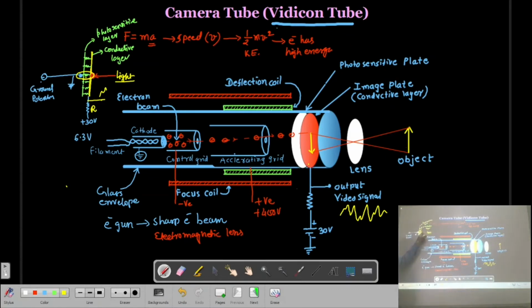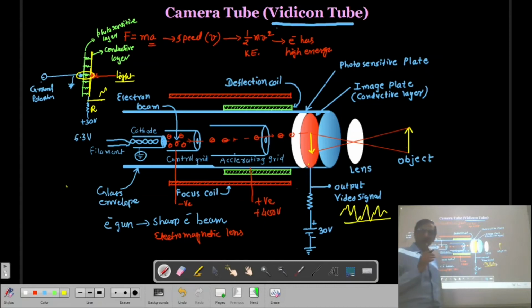And on the other side, the light is incident. So the resistance of this photoconductive material changes as the intensity of the light changes. Now here this plate is connected with the positive supply. So as the intensity changes, the resistance of the photoconductive layer changes. Due to that the current will change and you will get a different voltage drop across the resistance, which is known as a video signal. So in this way, your light is converted into an electrical signal.